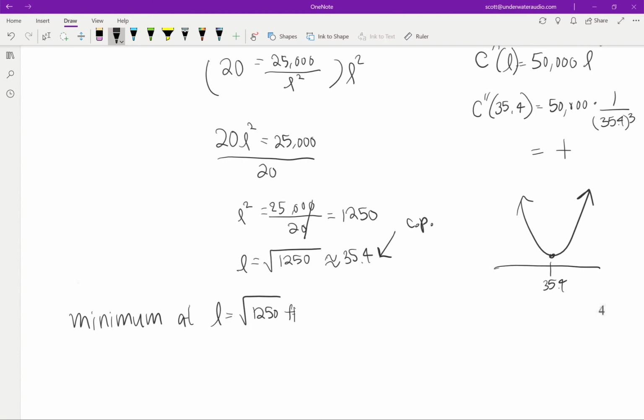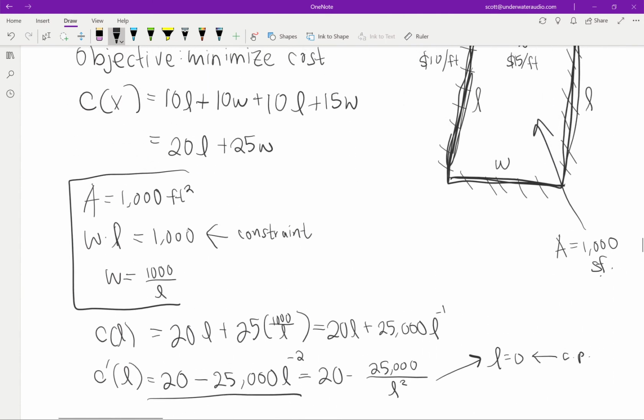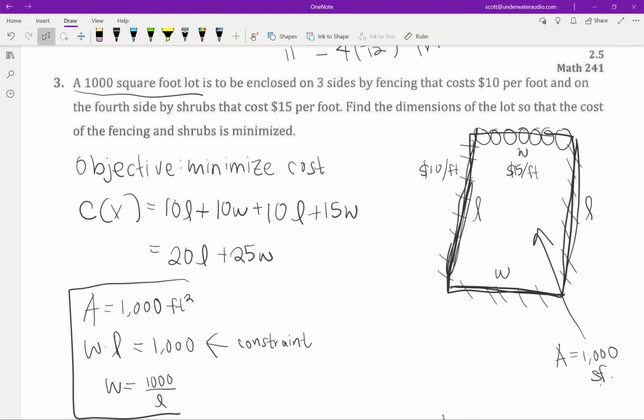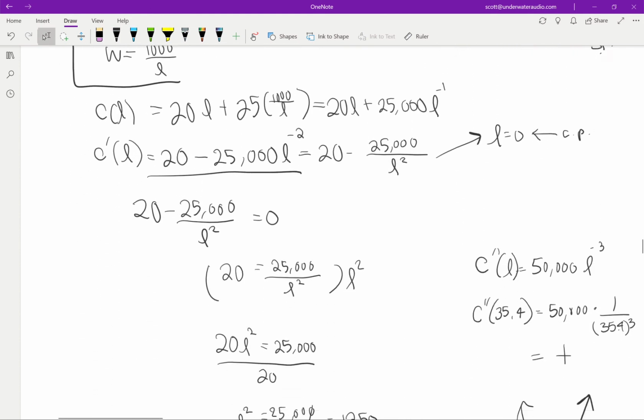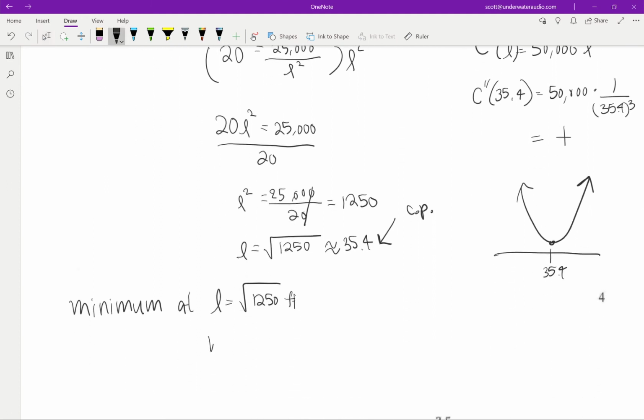And I bet there's more to this question that we need to answer. Find the dimensions of the lot so that the cost of the fencing and shrubs is minimized. Okay, so I need the dimensions, which means I also need W. And what do we know about W? Oh, W is 1,000 divided by L. W equals 1,000 divided by L. Cool. So now I have my length and my width.